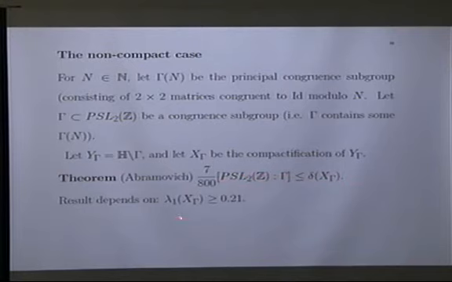For that he used some results on the lambda 1 of X gamma. If you can improve this, you also can improve this bound. So this is the approach from spectral theory, and what I described earlier is more from a geometric point of view. Okay, so I think I will stop here.